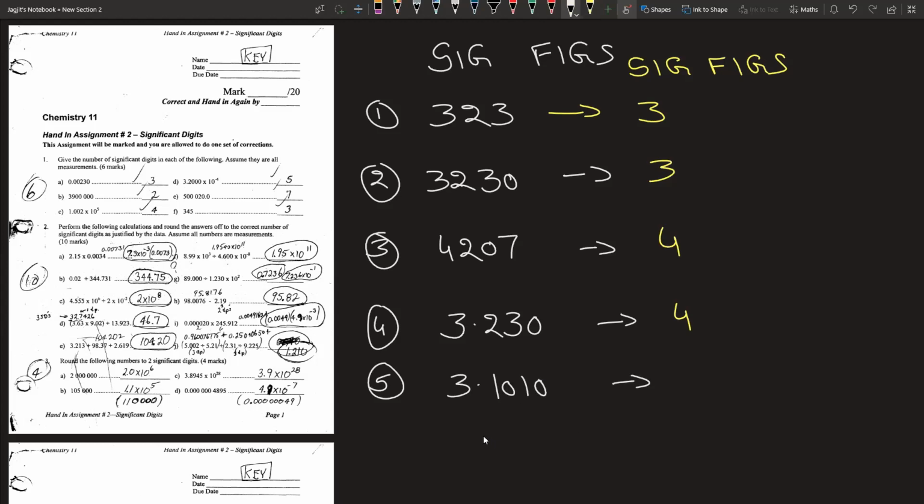How many sig figs are there, folks? The 0 is after the decimal. It counts. Everything in between counts. 1, 2, 3, 4, 5. 5 sig figs.